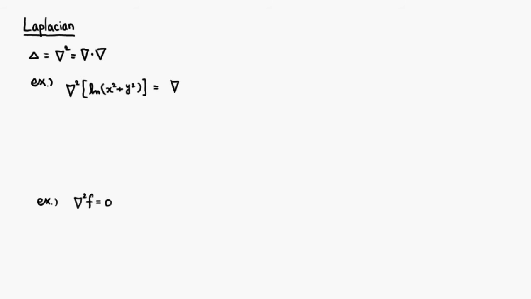Alright, let's look at the Laplacian. The notation we can use is sometimes this triangle symbol, or nabla squared, which means the dot product between nabla and nabla. So let's compute this. The Laplacian is just the divergence of the gradient of the function.